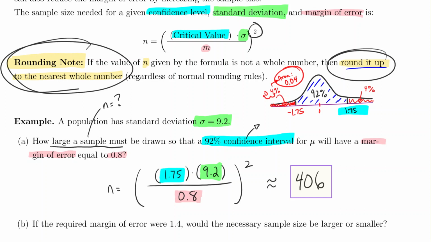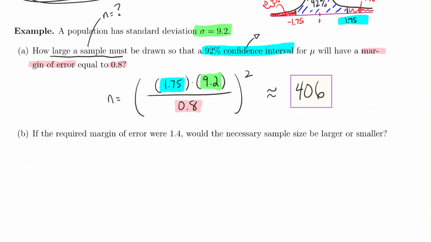margin of error. Now reading through the next question, it says, if the required margin of error were 1.4, would the necessary sample size be larger or smaller? Now think through this problem. What's changed and what are they asking us to compare? What's changed is they've given us a new margin of error. Now the new margin of error would make the denominator larger.